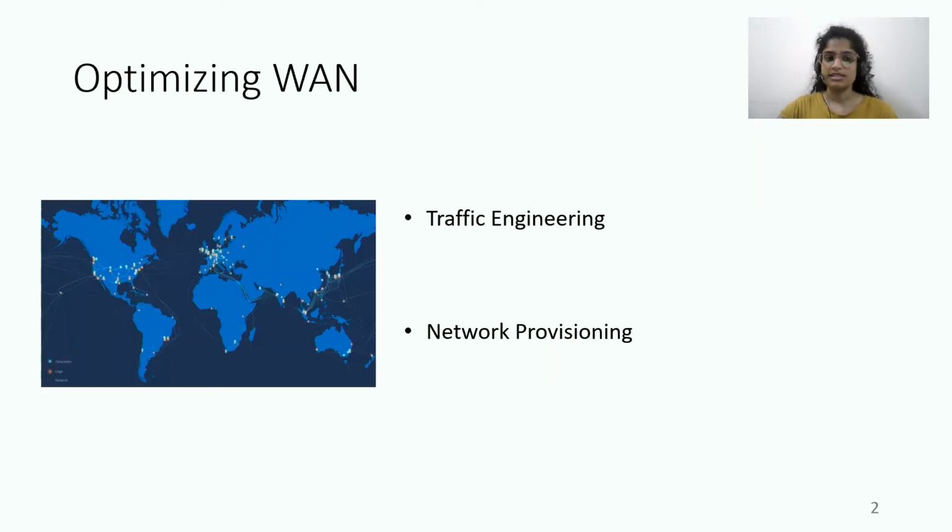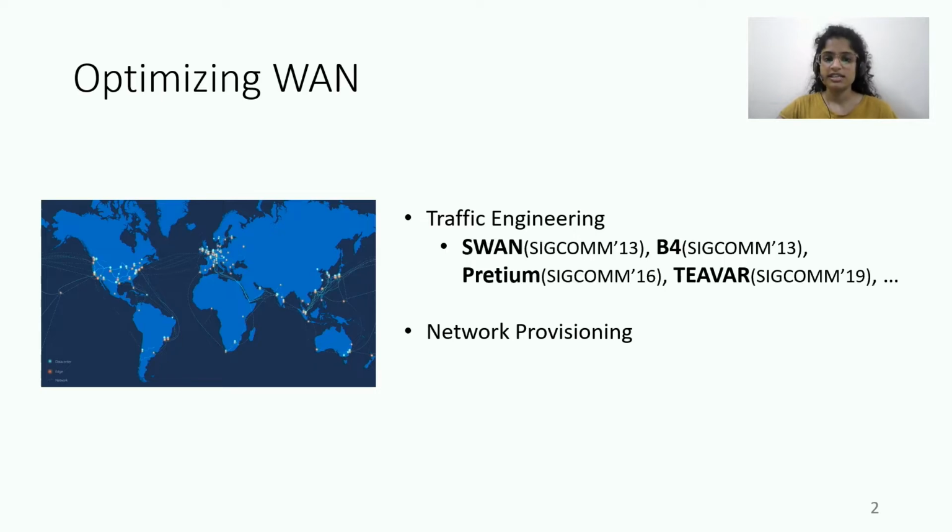Wide area network is expensive, with an annual cost of hundreds of millions of dollars. There has been a lot of work done in the domain of traffic engineering, such as SWAN, B4, Pretium, and TVAR, which aim to improve network utilization by optimizing the control and data plane. On the other hand, network provisioning has received relatively less attention. Network provisioning precedes traffic engineering and is a longer-term process of planning out the network topology and capacity. Our goal in this paper is to do network provisioning optimally, and we show that our work is complementary to the existing work in traffic engineering.